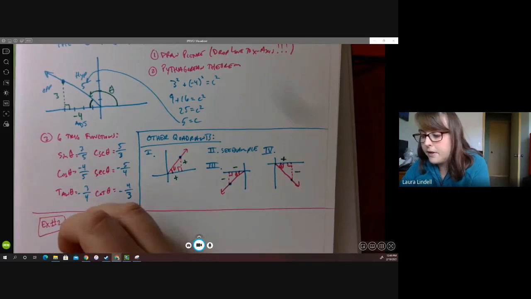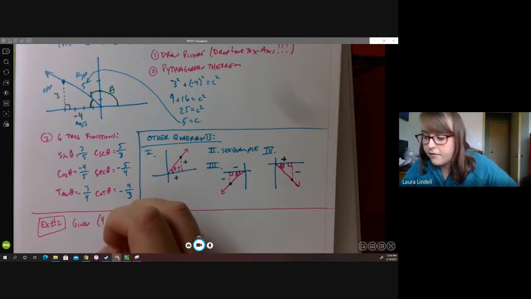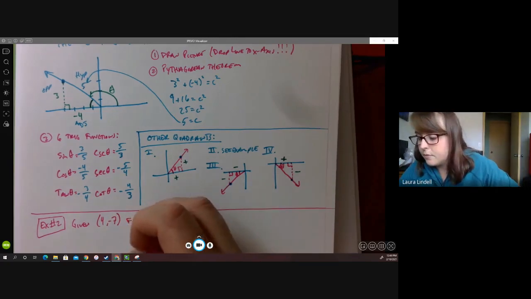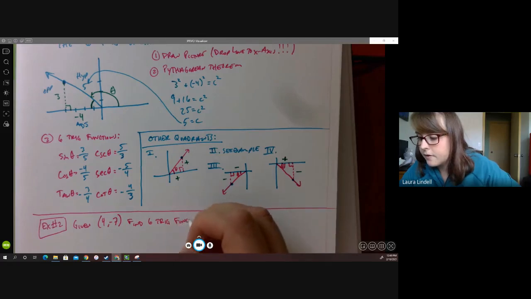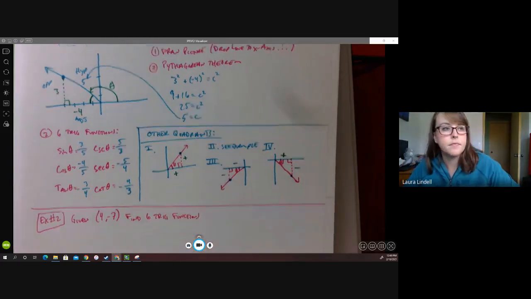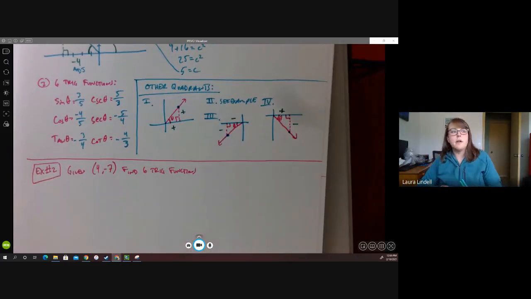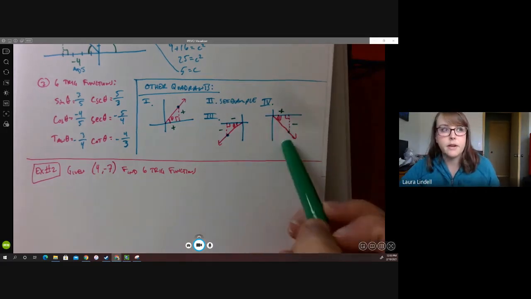This time we're going to be given 4, -7. We're going to find 6 trig functions. All right, so 4, -7 this time. So we're going over 4, down 7. That's going to put us in the fourth quadrant. So that's going to be this kind of a picture that we have going on here.